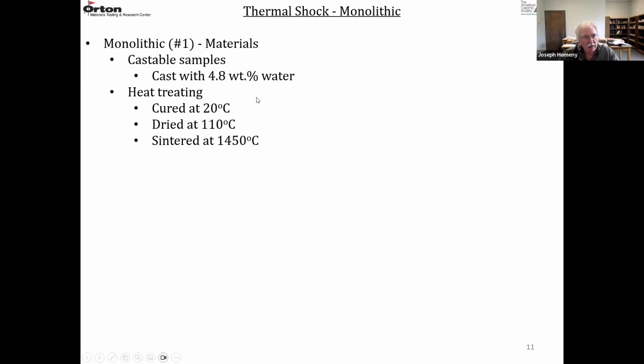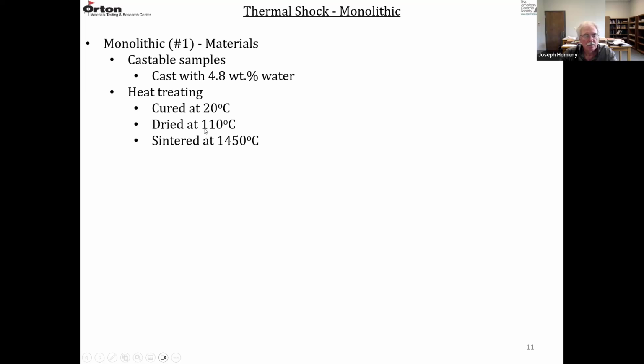So all of these castables are made at the same water content, 4.8% water. They have to be heat treated. So they're cured at room temperature. They're dried at 110 degrees C. That removes the physically held water. And then they're sintered at 1450 degrees C. So you essentially end up with a sintered or fired refractory brick at this point.